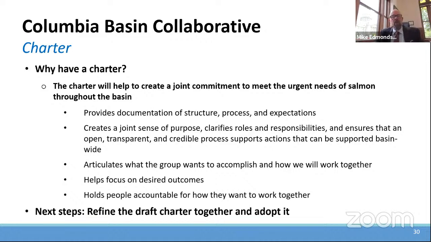collaborative. With a charter, we create this joint commitment. That commitment provides structure, process, and expectations. Also, a measuring stick to be judged by. It creates a sense of purpose. It allows people to understand how they fit in and can meaningfully contribute. Our goal is to refine that charter, to reflect our common vision, and to join a group to adopt it and boldly move forward. Next slide.